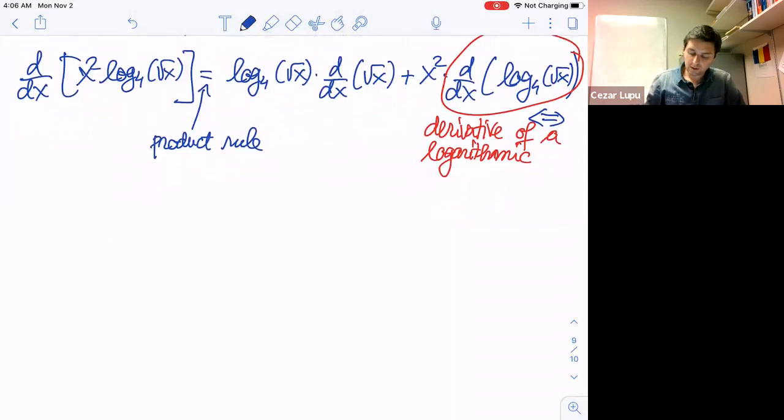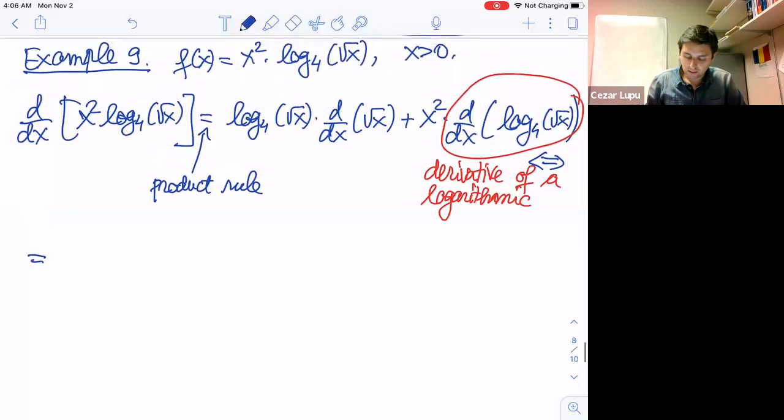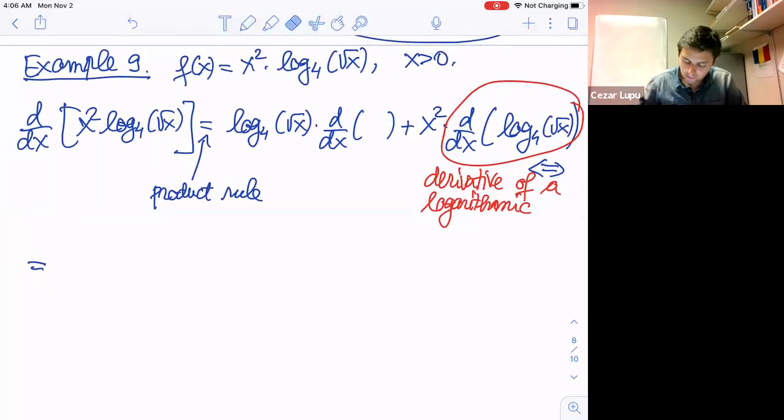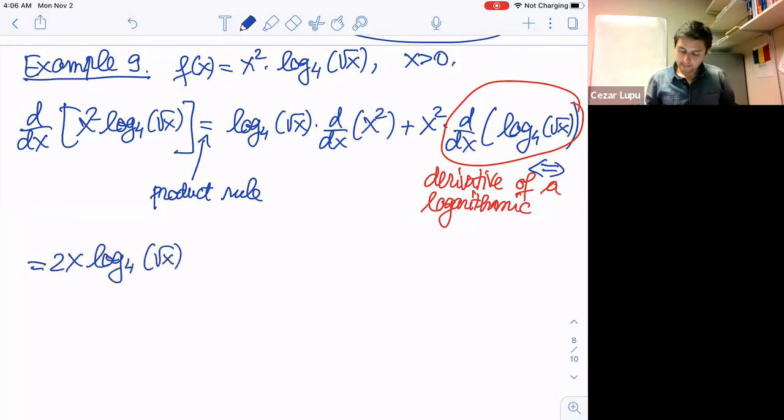Okay, and now let's do the computations here. So this would be equal to... wait, this is not, this is x squared here. I'm sorry for this. It's quite late though. This is x squared here. So this would be equal to 2x times log in base 4 of square root of x plus x squared times.